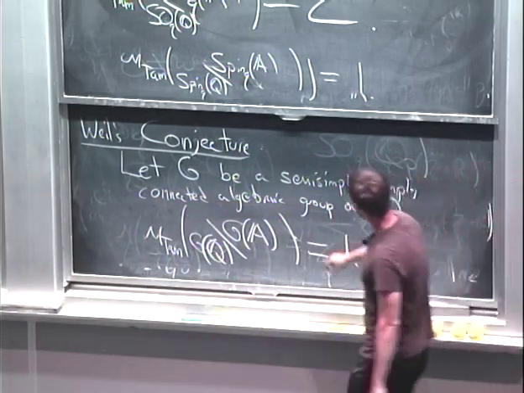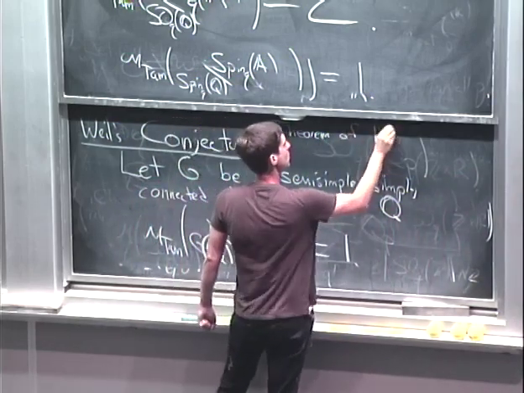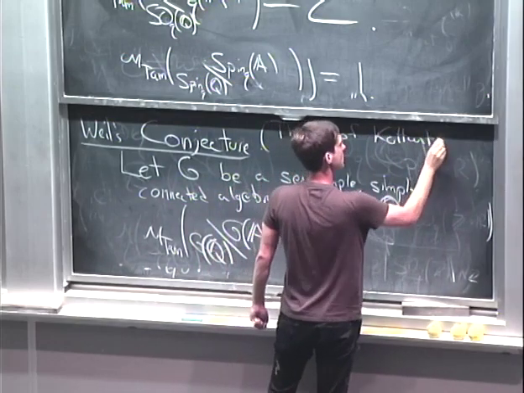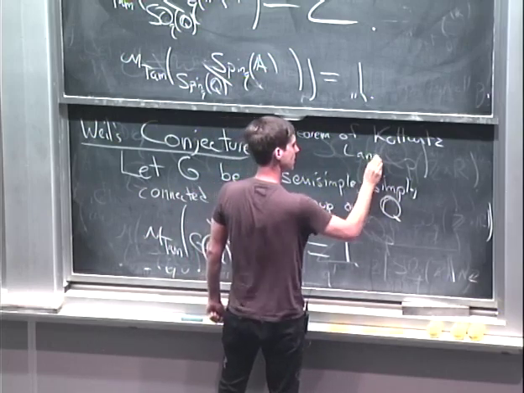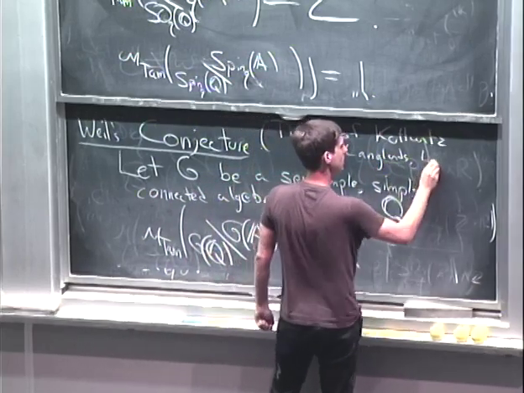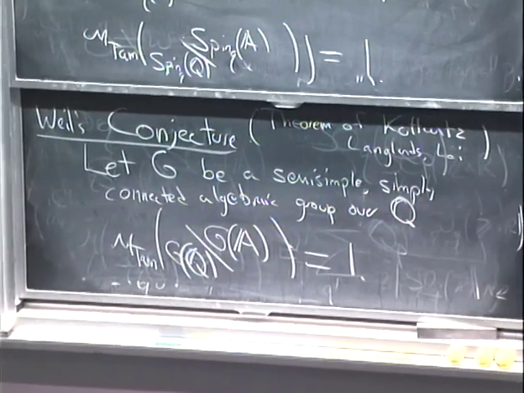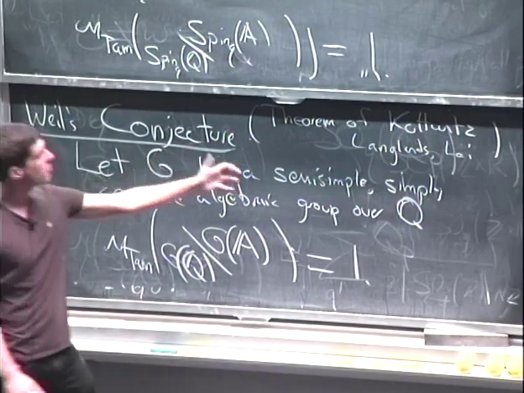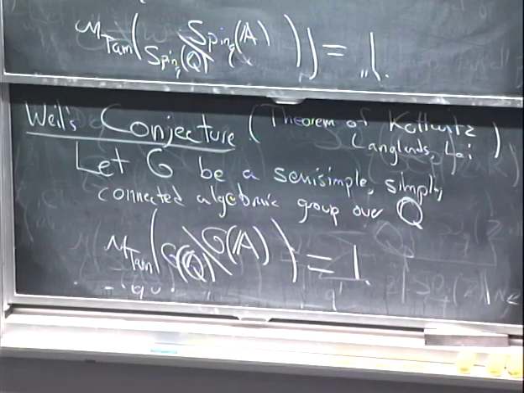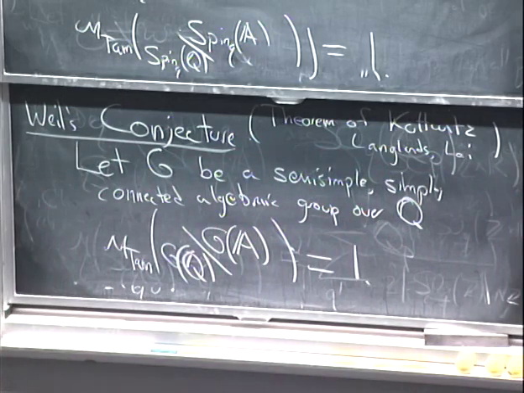So this is now a theorem, a theorem of Kottwitz building on work of Langlands and Lai. So this is true for any semi-simple algebraic group over Q, and you can replace Q here by any number field. But what I want to talk about is what happens when you replace Q not by a number field but by a function field. I want to talk about the function field analog of this conjecture.